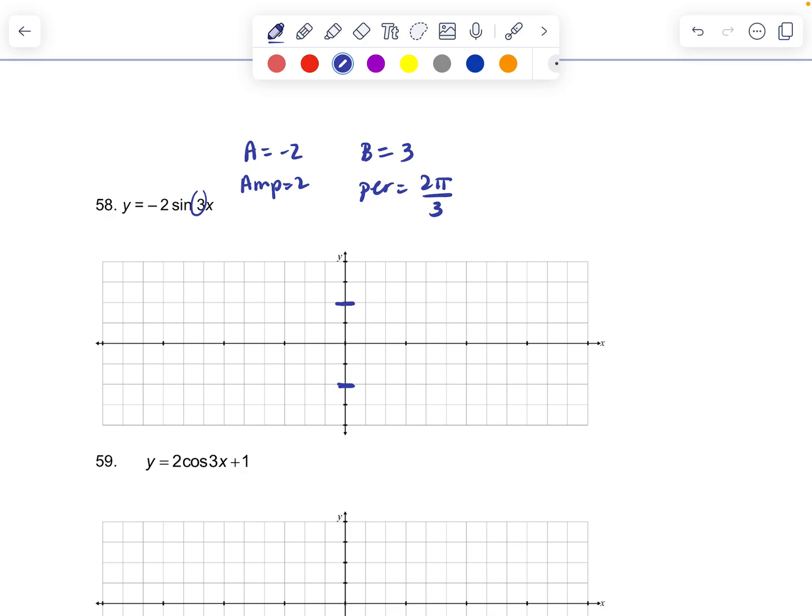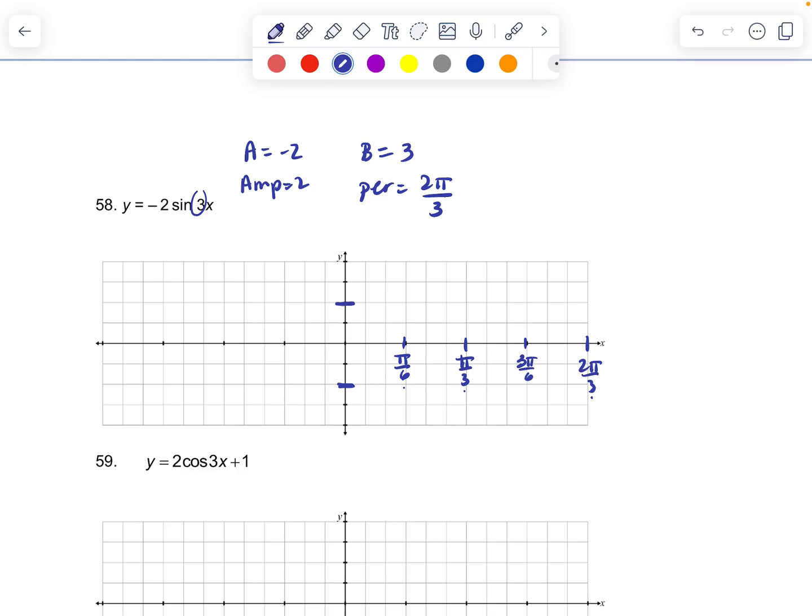Okay, the period's a little funky this time. So look, this is 2 pi over 3. Half of 2 pi over 3 is 1 pi over 3. Half of pi over 3 is pi over 6. And if I count by pi over 6s, 1 pi over 6, 2 pi over 6, this would give me 3 pi over 6, and then last but not least, 4 pi over 6.